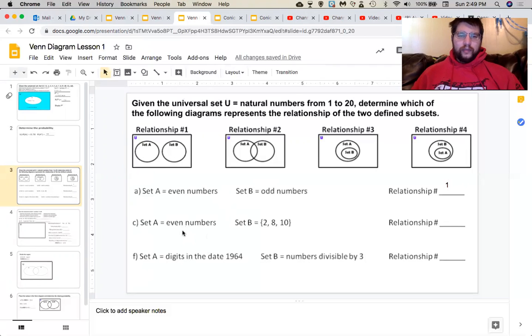Okay, we got the even numbers, and I got the numbers 2, 8, and 10. Well, all of set B is even, right? So all of set B is inside of set A. So if I look, that's relationship number 3. Set B is inside of set A.